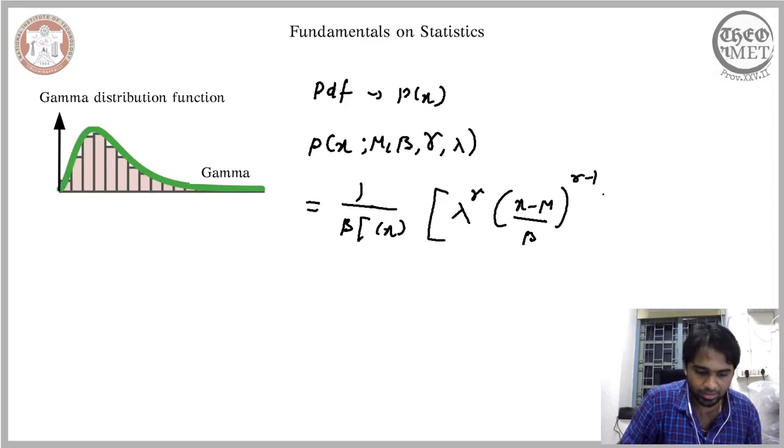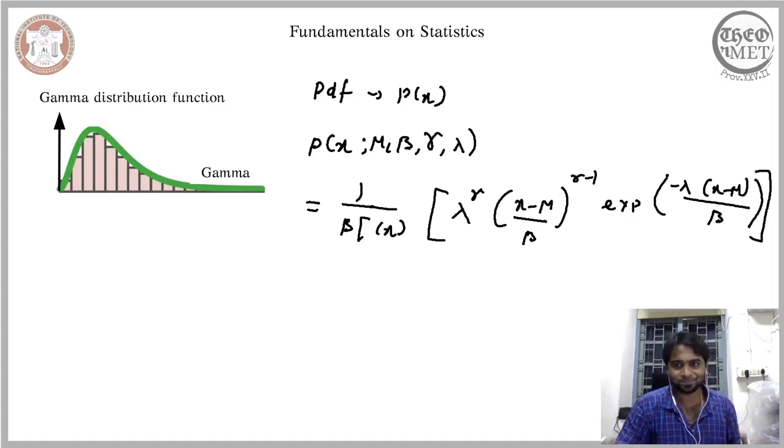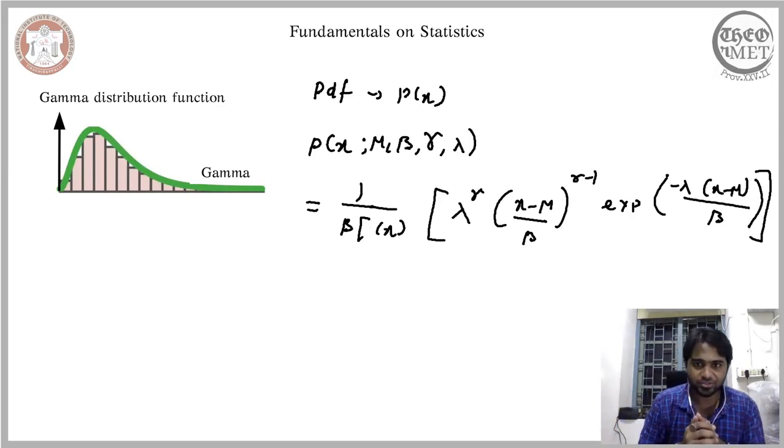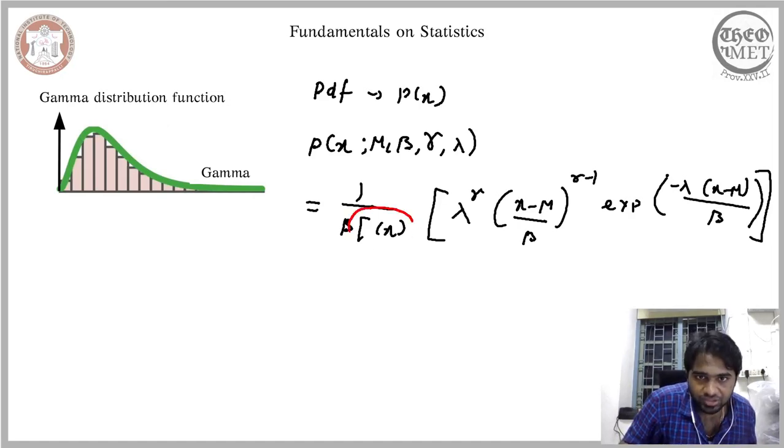Beta gamma minus 1, exponential of minus lambda x minus mu over beta. So this is the comprehensive expression for the PDF of the gamma distribution. One characteristic feature of the PDF of the gamma distribution is this gamma function here, which we have looked into. This gamma function is the characterizing feature of the PDF of the gamma distribution.